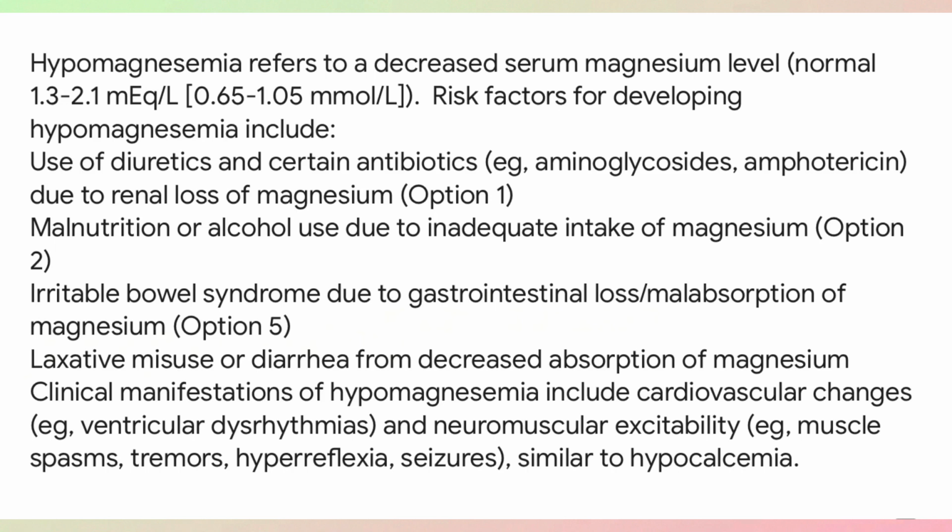Hypomagnesemia refers to a decreased serum magnesium level, normal 1.3 to 2.1 mg/dL (0.65 to 1.05 mmol/L). Risk factors for developing hypomagnesemia include use of diuretics and certain antibiotics, e.g., aminoglycosides, amphotericin, due to renal loss of magnesium, option 1. Malnutrition or alcohol use due to inadequate intake of magnesium, option 2. Irritable bowel syndrome due to gastrointestinal loss, malabsorption of magnesium, option 5.